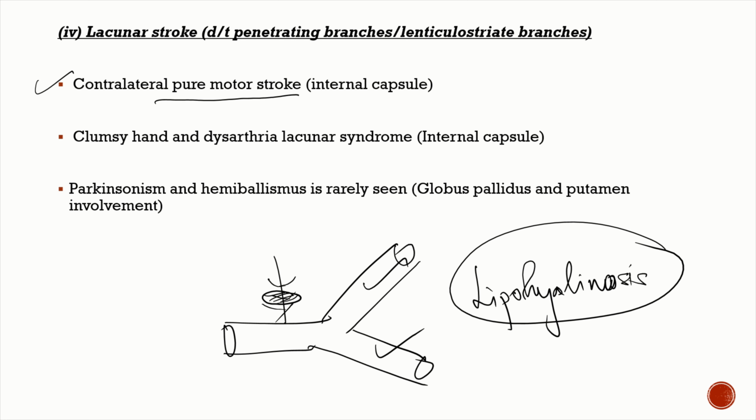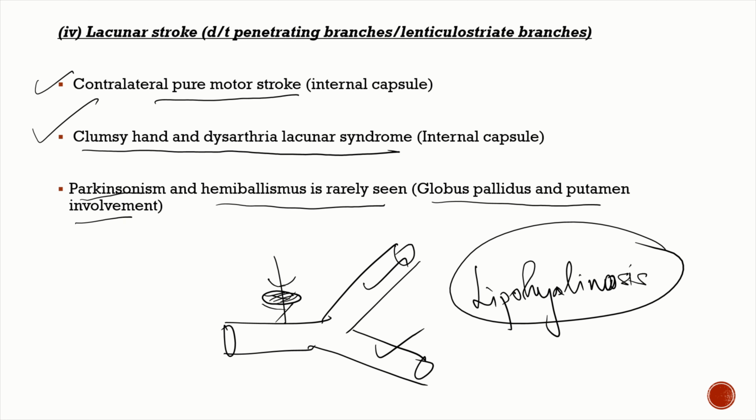Another internal capsular lesion can cause the clumsy hand and dysarthria lacunar syndrome. Okay, and rarely you can have Parkinsonism. It's not very commonly seen, even though the lenticostriate branches supply a significant part of the basal ganglia. Parkinsonism and hemiballismus are rarely seen when the globus pallidus and the putamen are involved. Okay, so this is about MCA stroke syndromes. I think I've covered most of the important points. Thank you.